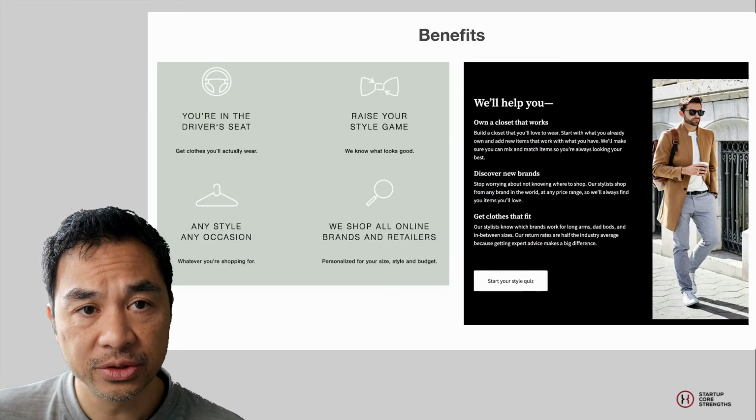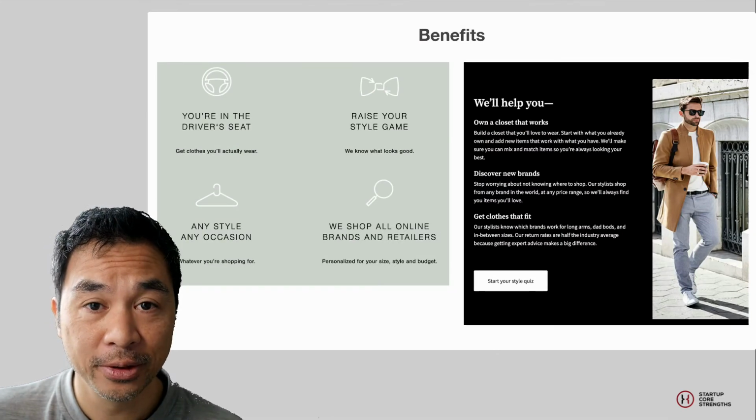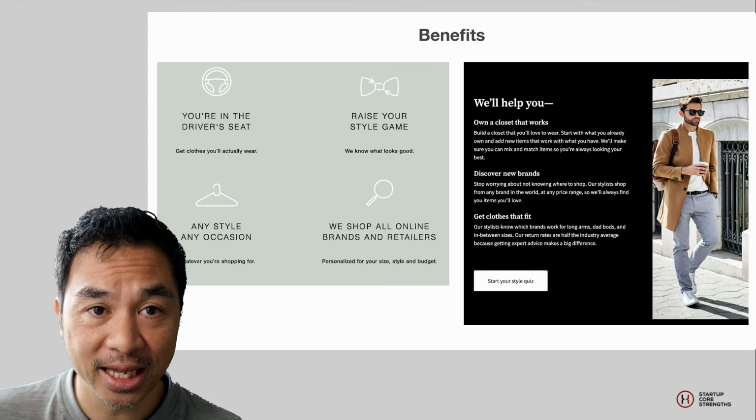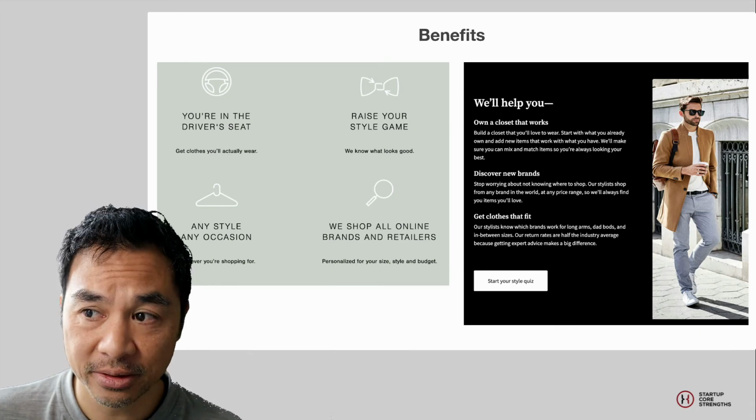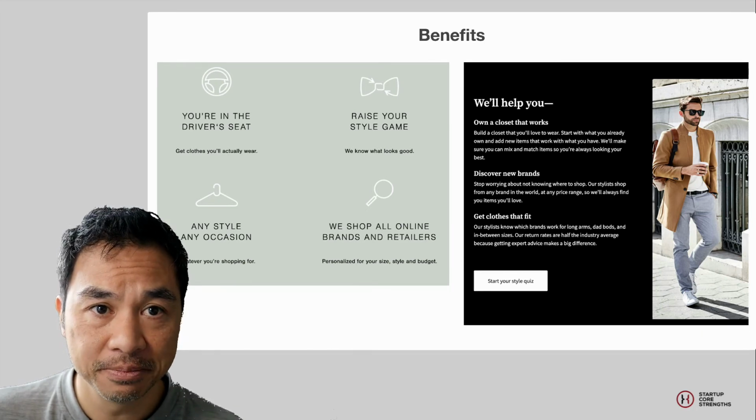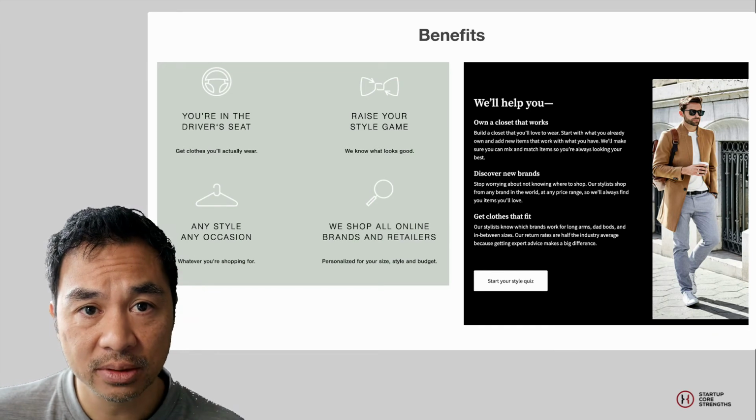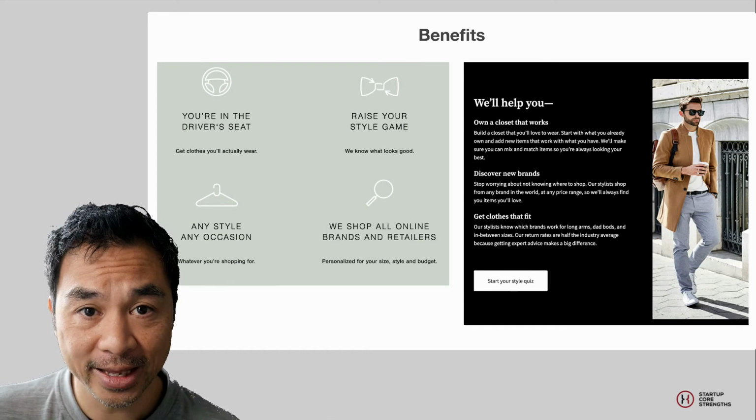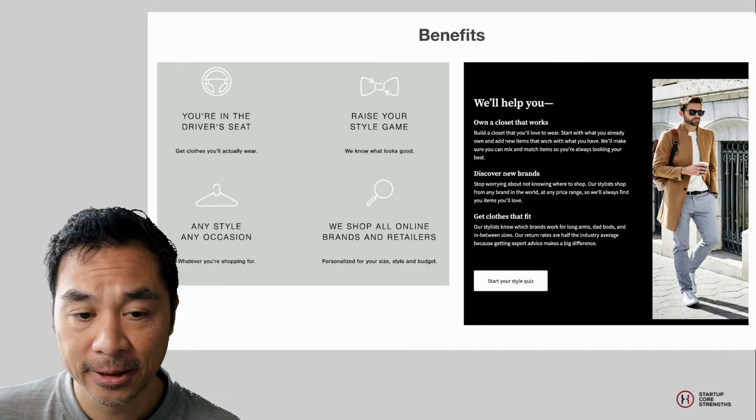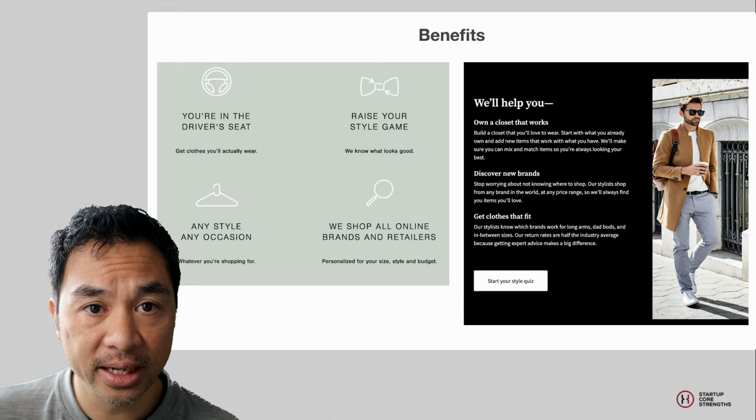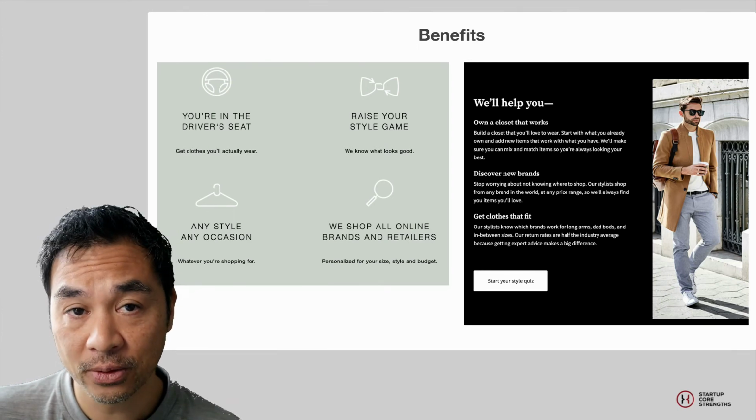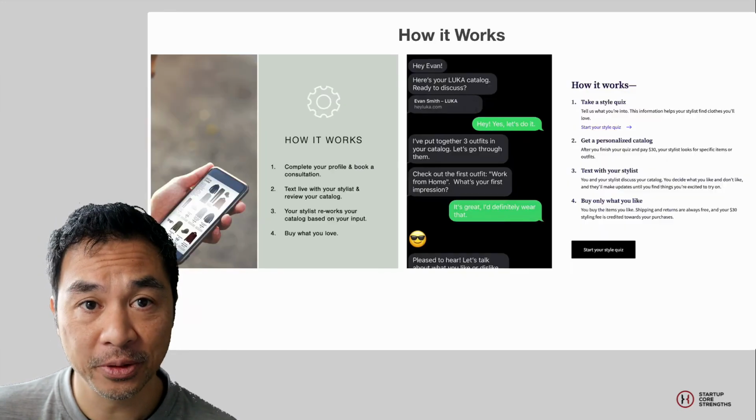When we get down into the features and benefits, one of the things that they found out was that the benefits that they were highlighting weren't really aligned with what their prospects were feeling. So here they're saying you're in the driver's seat, raise your style game for any occasion. But really what they found out was that people just want a closet to build on the collection that they have and just get a closet that works. They wanted the ability to discover new brands and find clothes that fit their unique bodies. So those are the benefits that people are really looking for. And now they're aligned with them.